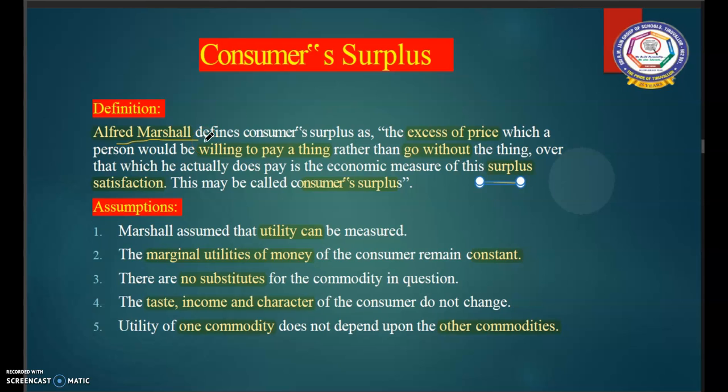This concept is based on the law of diminishing marginal utility, about which we discussed in our previous chapter. According to Alfred Marshall, consumer surplus is the excess of the price which a person would be willing to pay for a thing rather than go without the thing, over that which he actually does pay. This is the economic measure of this surplus satisfaction.